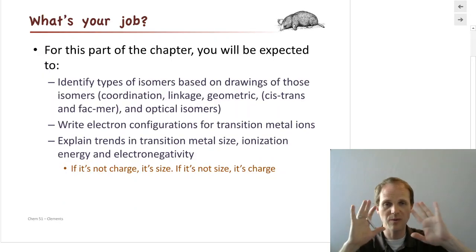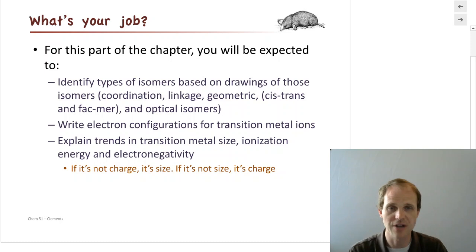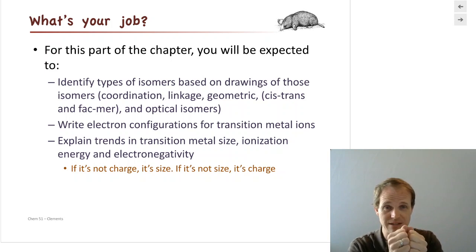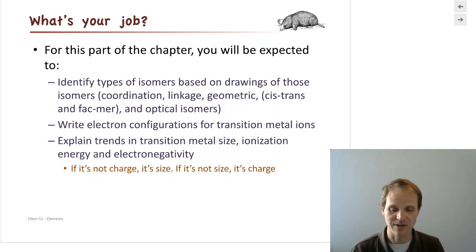Okay, so what is your job in all this? We went over a lot of language. I want you to be able to identify isomers by looking at pictures of them, essentially. So you should be able to identify a coordination isomer. What's a coordination isomer? You're swapping out a ligand for a counter ion. So you need to have ligands and counter ions present in order to have a coordination isomer.